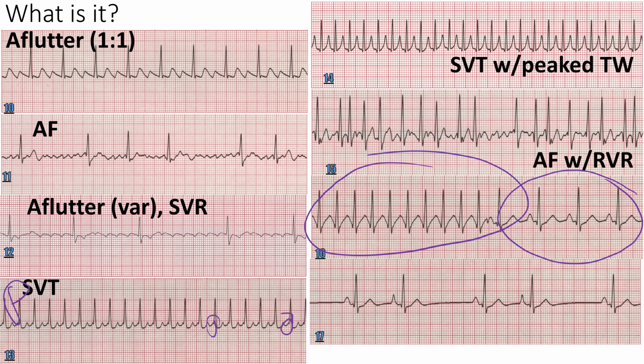All right, and the next one, number 17. This happened last time, right? There's actually a trick. There's one I'm not going to test you on. Notice the P waves are different. So this one is coming from somewhere else in the atria. It's a wandering atrial pacemaker.